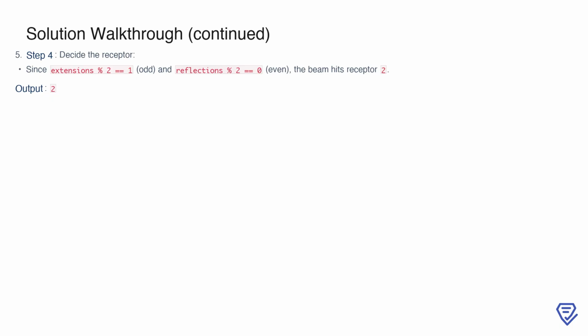Through these examples, we've seen how to determine the receptor by breaking the problem into clear steps: finding the GCD, calculating the LCM, and analyzing the number of extensions and reflections. This systematic approach ensures that we can solve any instance of the mirror reflection problem efficiently.